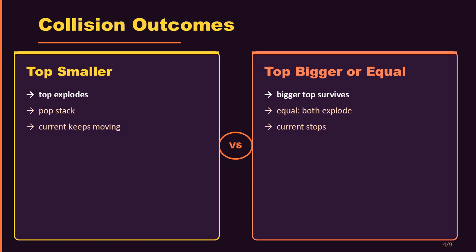If the stack top is smaller, it explodes. Pop it, and the current asteroid may collide with the previous survivor. If the top is bigger, current explodes. If sizes are equal, both explode. That is why an alive flag for the current asteroid is useful.